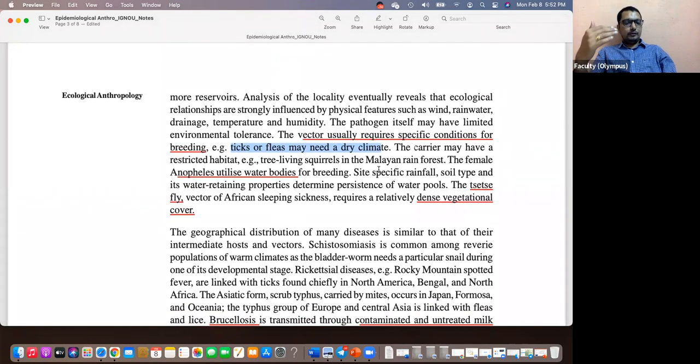So wherever the dryness is more common, those infectious agents, especially those transmitting agents or vectors, are more common there. Certain sets of diseases are more common in a given region. So you notice a geographical relation here. Similarly, a well-known example is female Anopheles mosquitoes. They live in water bodies. So for breeding, they need water.